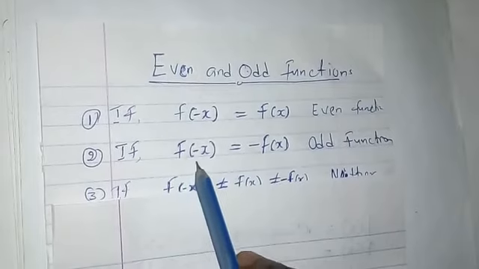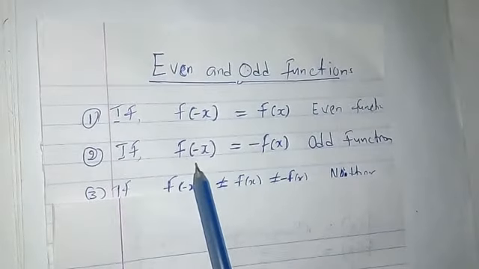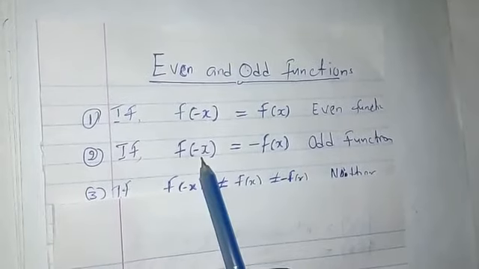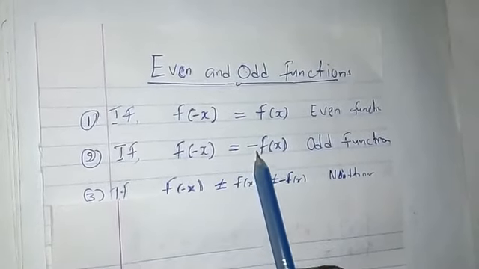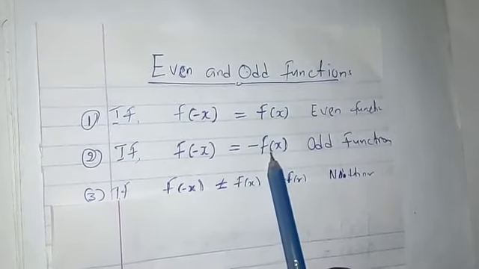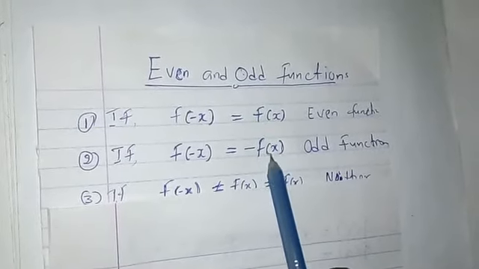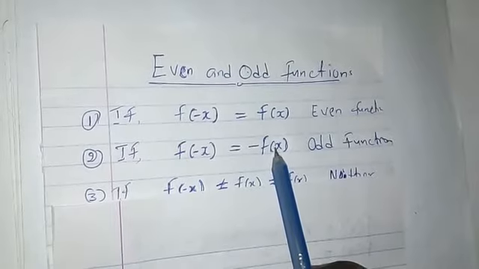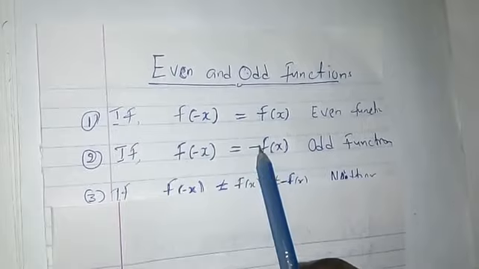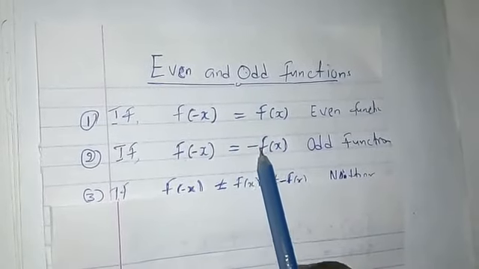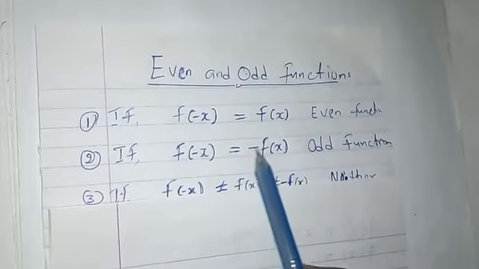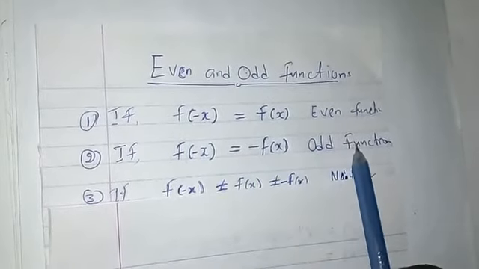But if you substitute for minus x and you get minus f of x, that is, after you substitute for minus x and simplify by factoring out minus 1, it gives you the same function given to you initially with a negative sign, that means you have an odd function.